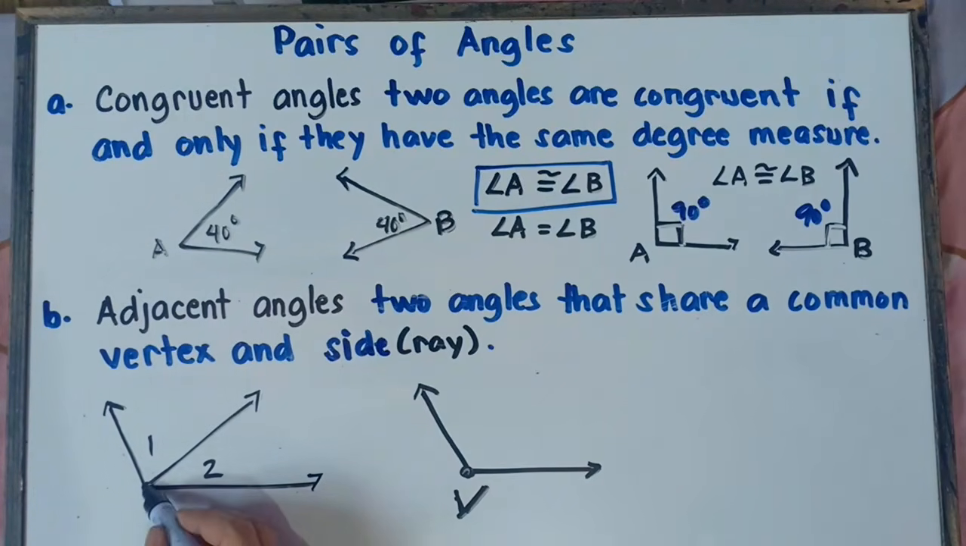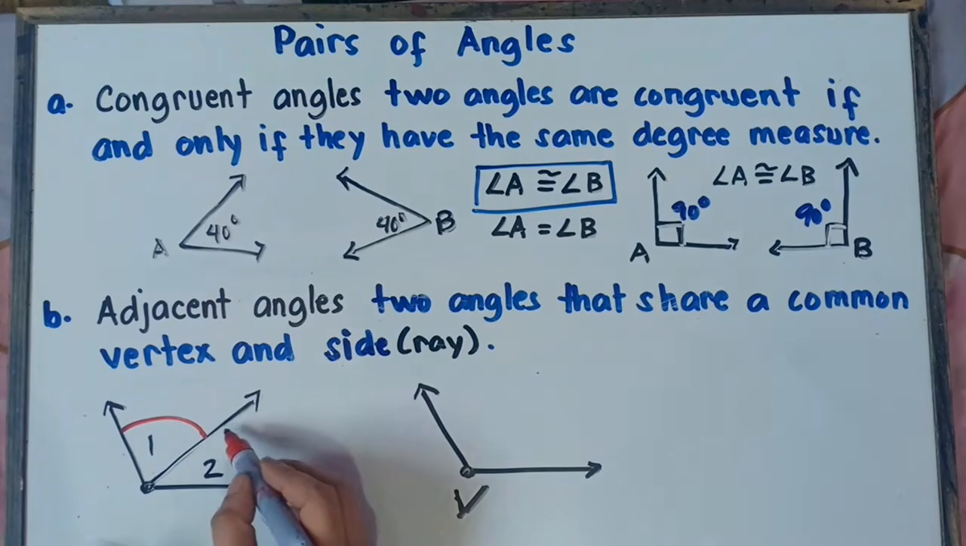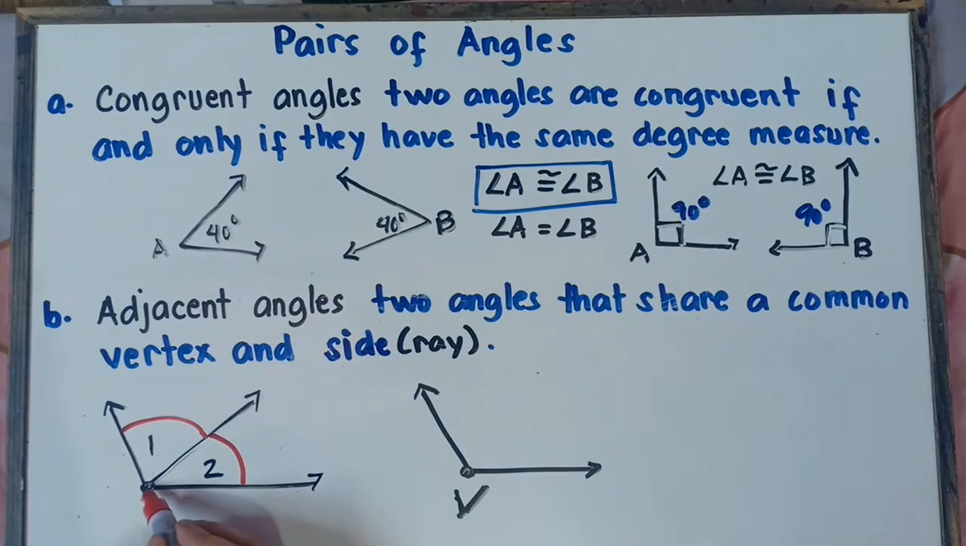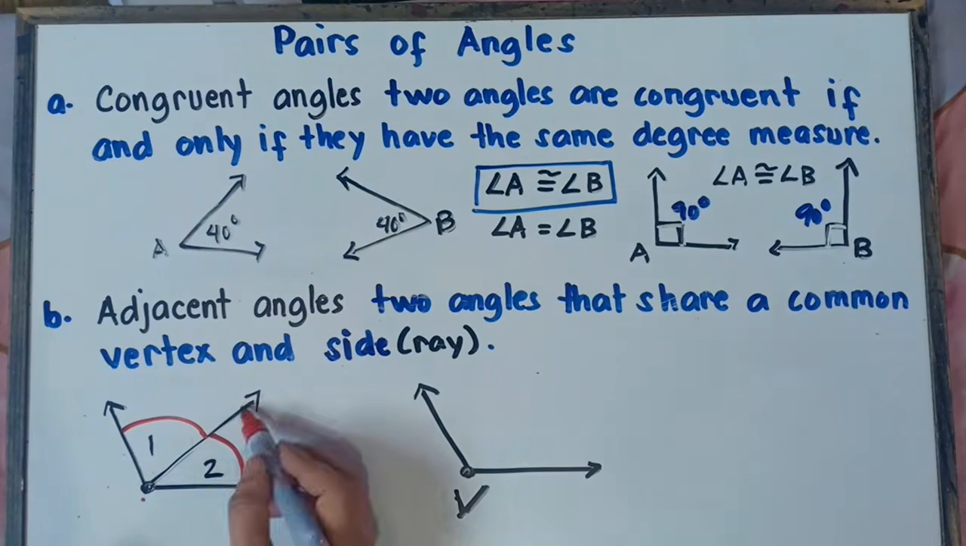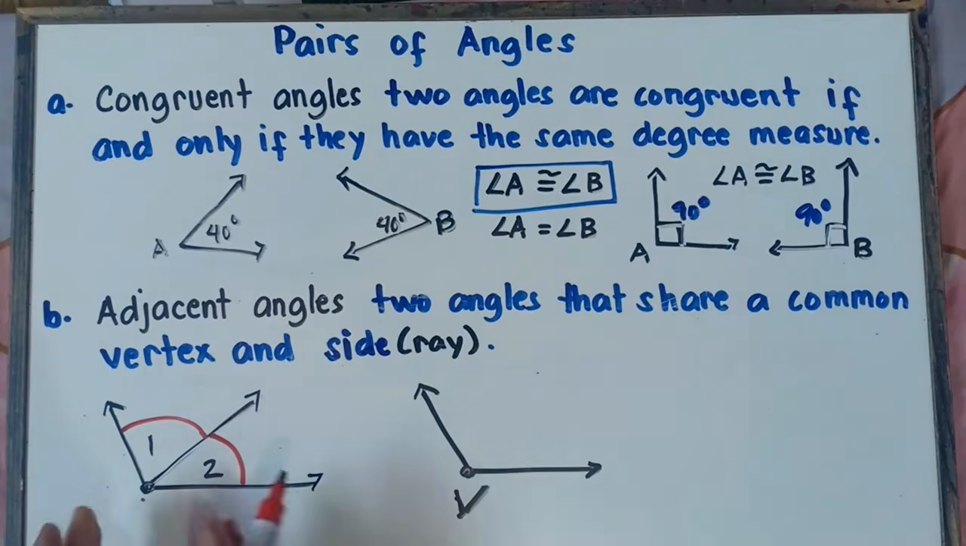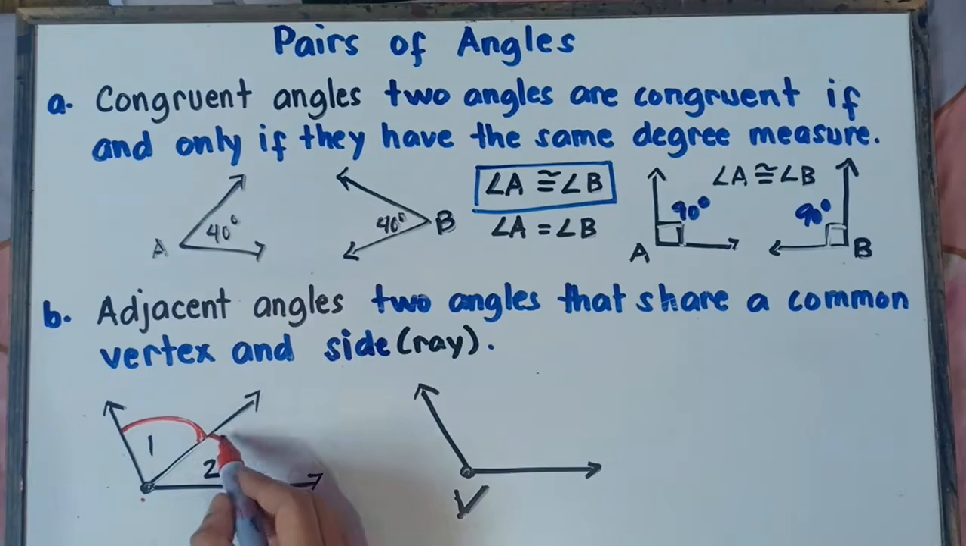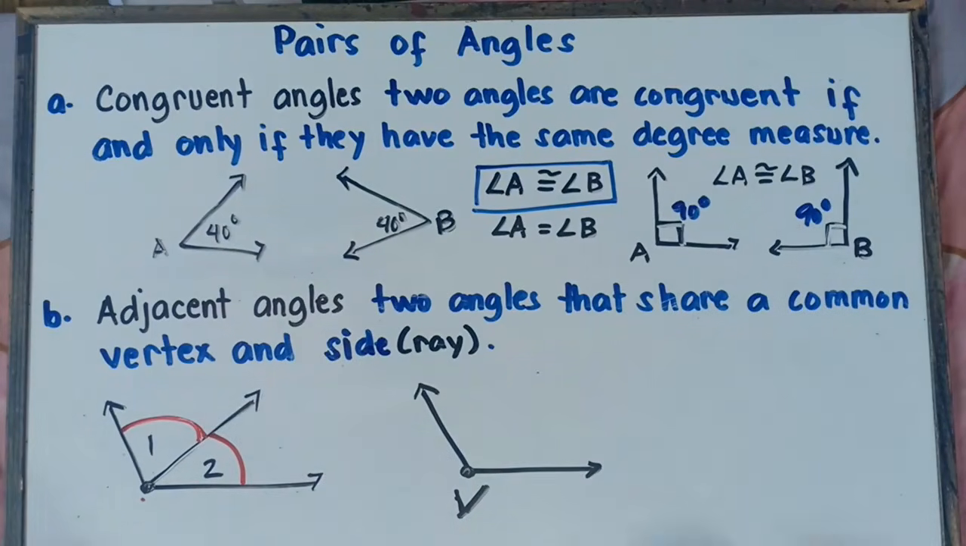If they share a common vertex and a common side, therefore we call this angle 1 adjacent to angle 2, because they share a common vertex, this point right here, and they share a common side. I hope it's clear for you with regards to adjacent angles. Let's have another example.